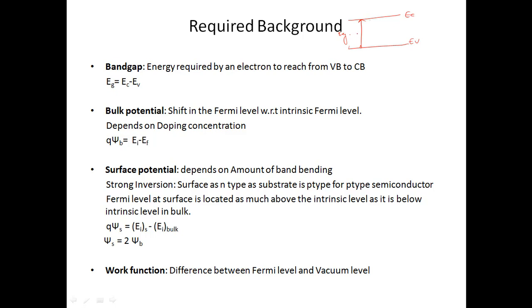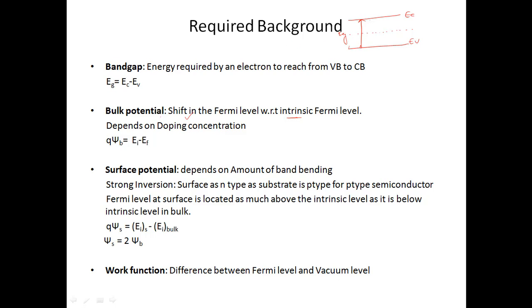We know that in the intrinsic semiconductor, the Fermi level lies at the middle of the band gap, whereas in a doped semiconductor, the Fermi level shifts to either side of the intrinsic Fermi level. If it's p-type, it's closer to the valence band. If it's n-type, it's closer to the conduction band. So that shift in the Fermi level with respect to the intrinsic Fermi level is termed as a bulk potential.